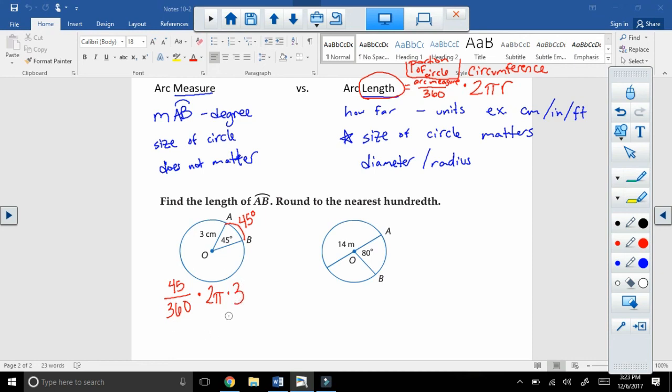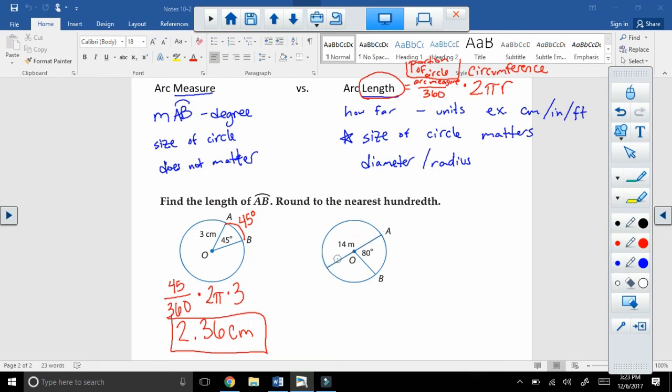Make sure you grab your calculator. I'm going to grab mine and figure out what that is. Make sure that you're able to type this in right. Please use the pi button. You should get about 2.36, and make sure that you include units on this. You should actually be including the degree if you're talking about arc measure also, but this here is going to be centimeters. So the answer to this, rounded to the nearest hundredth, 2 after the decimal, is 2.36, and that's centimeters.